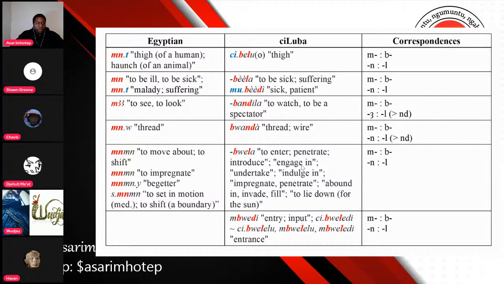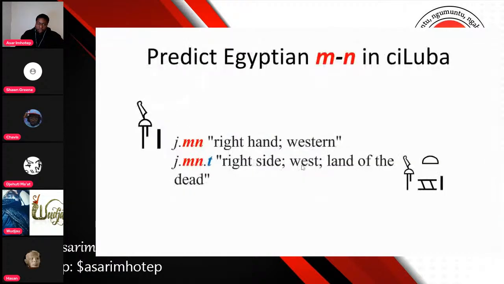So now, given what you see here, what do y'all predict in Chiluba that corresponds to Egyptian Amen, right hand, Western, or Amenet, right side, West, land of the dead? What forms would we expect based upon the sound correspondences that we saw in the previous slide for these roots here in Egyptian?